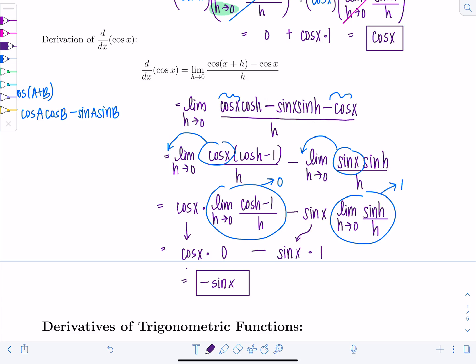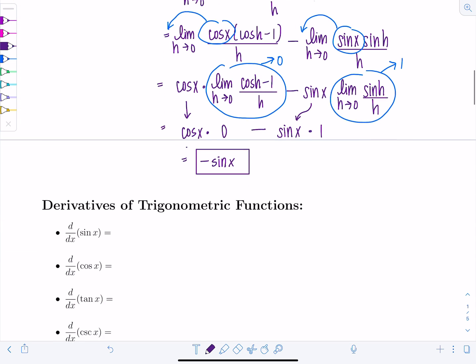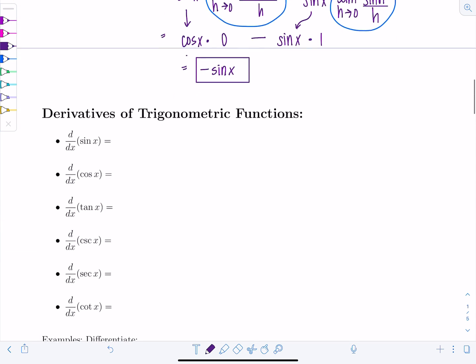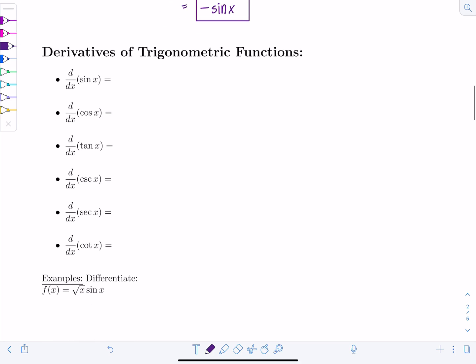All right, well, we're not going to use the definition to derive the rest. You could actually play around with it like tangent x. You could write it as sine x over cosine x and just use the quotient rule. Try it. It's not too bad. You'll be really proud of yourself. But I'll just give you the derivatives of the 6 trigonometric functions right now.